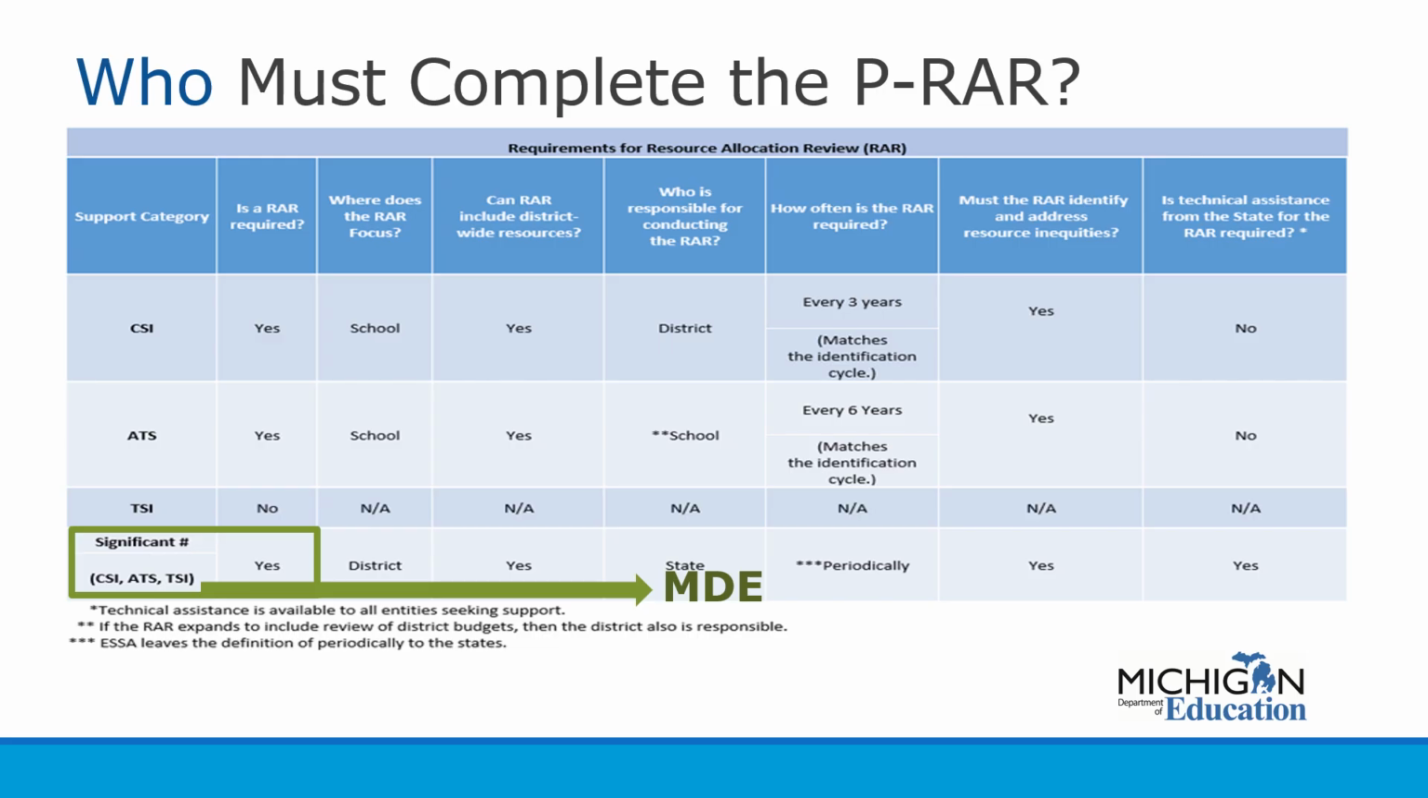Although a school identified for targeted support and improvement, TSI, is not required to complete a resource allocation review for inclusion in the TSI plan, it is included in the total number of schools receiving additional support, and therefore considered part of the periodic resource allocation review process.